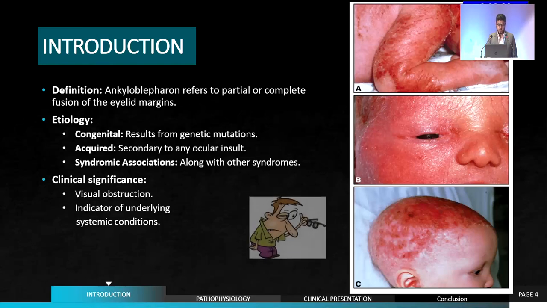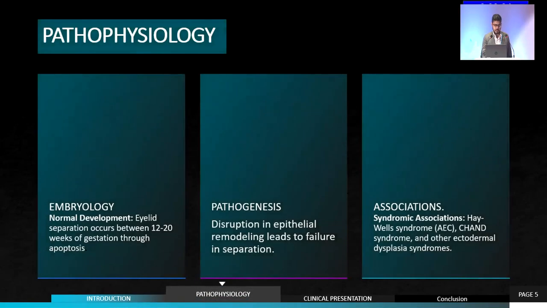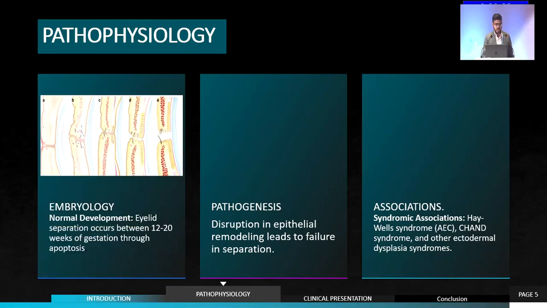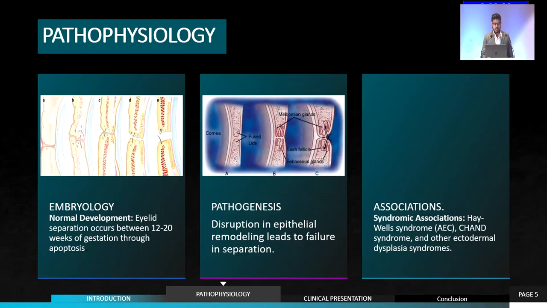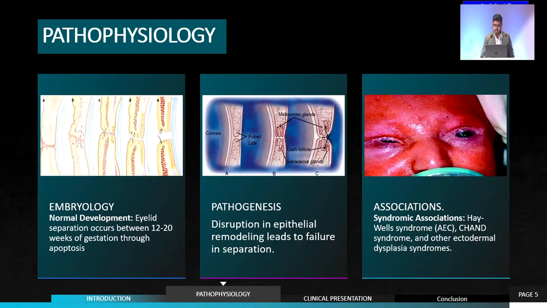Clinically, they may cause visual obstruction and may be an indicator of underlying systemic conditions. Now, coming to pathophysiology, during normal development, eyelid separation occurs between 12 to 20 weeks of gestation through apoptosis. But any disruption in this epithelial remodeling leads to failure of separation, leading to ankyloblepharon. They may have various syndromic associations like Chand syndrome or Hay-Wells syndrome, which has been depicted here, and other ectodermal dysplasias.